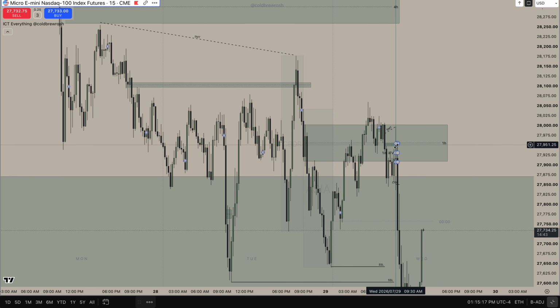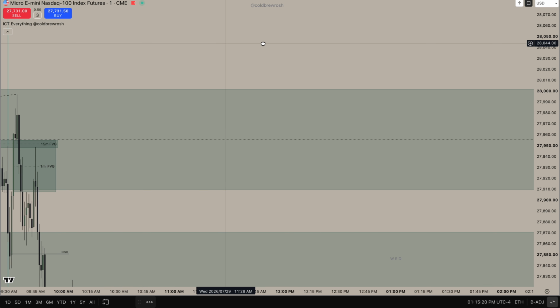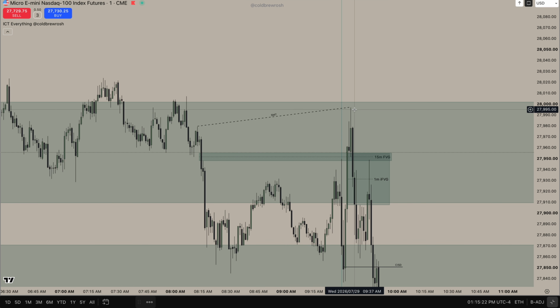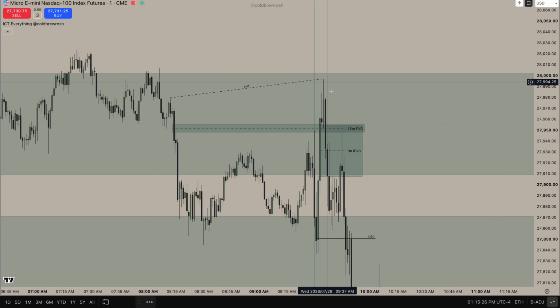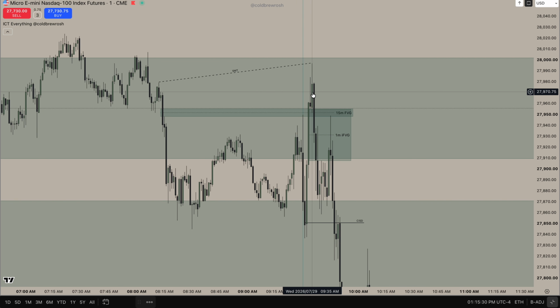As you can see, wicking it, not closing above that. And then we also put in this bearish SMT, which now we're aligned with the higher time frame. We have manipulation. We also have manipulation inside of a PD array, which is the 15-minute fair value gap. And then we have great displacement through this 1-minute fair value gap.